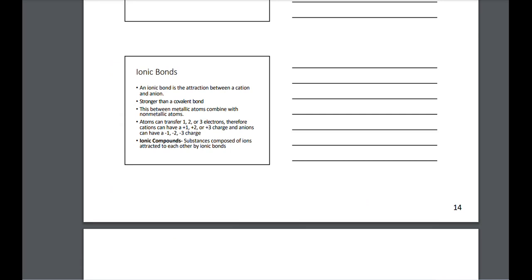Okay, we will talk more in detail about that one as well. So ionic compounds are substances composed of ions attracted to each other by ionic bonds. The electrons are gained and lost, positive and negative charged particles are formed, and then you have these two atoms bonding together.